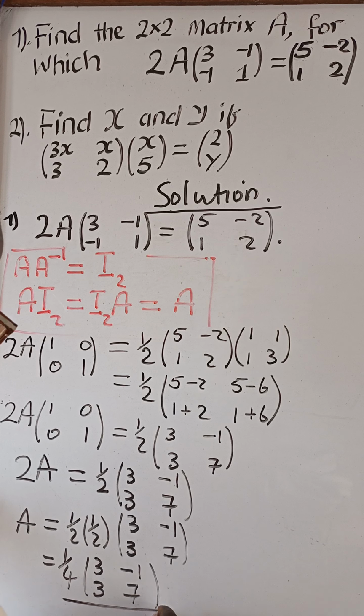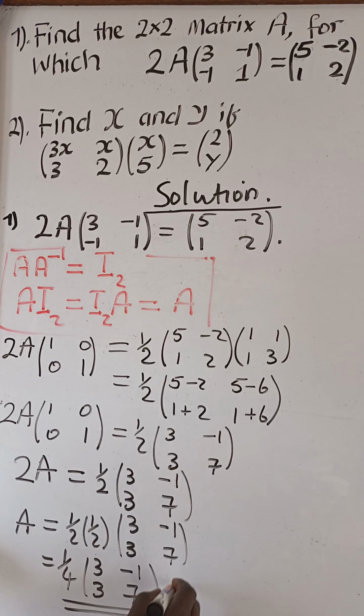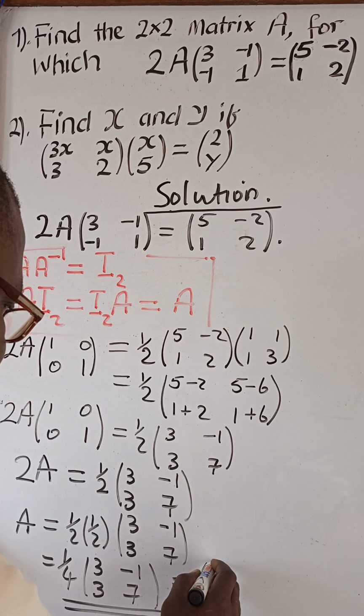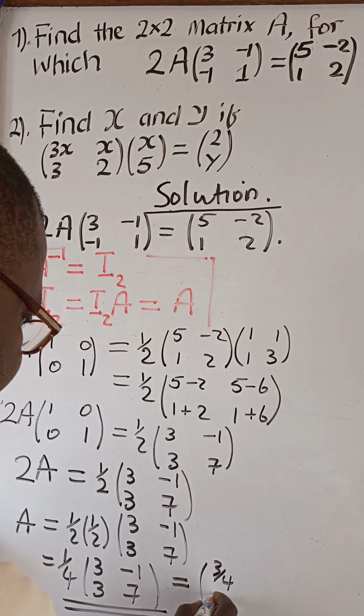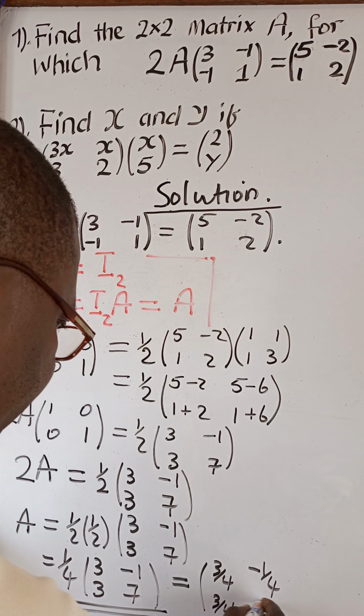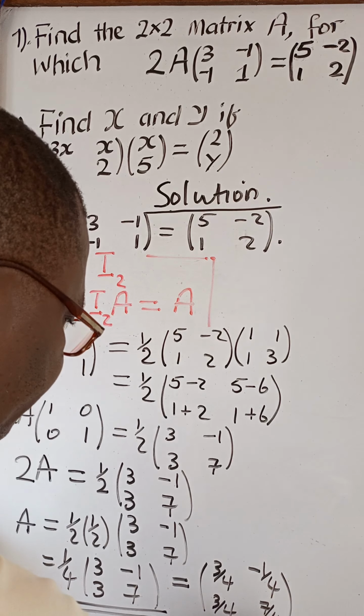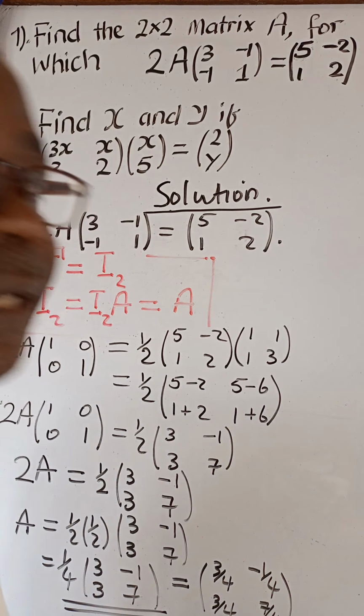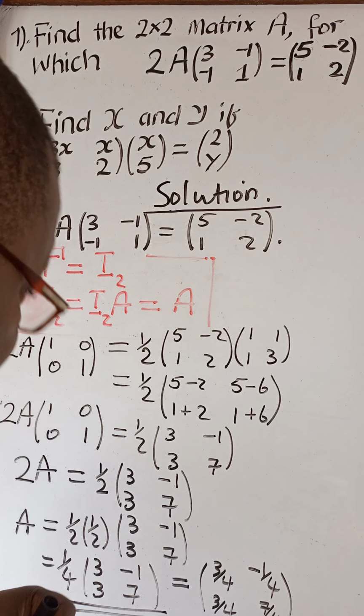This will be the matrix A, which you can still write as 3 quarter, 3 quarter, negative 1 quarter, 7 on 4. This is the matrix A that we obtain for the first question.